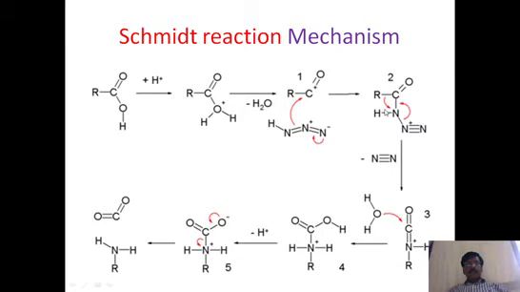N2 plus is now converted to N2, and the intermediate converts into RNHCO plus. The R group is migrating from carbon to nitrogen, and N2 is lost. So this bond shifts between nitrogen and carbon. So RNH plus with a double bond CO is there. This hydrogen is removed, giving RNCO. This is an isocyanate, alkyl isocyanate we can call.